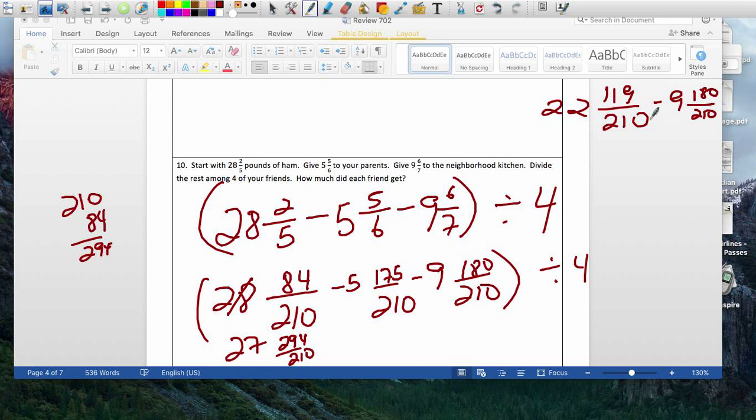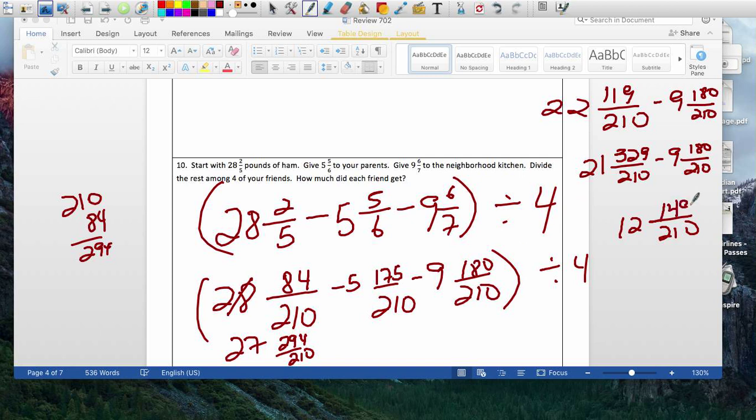Again, I have to do some borrowing. So this is going to be 21, and I'm going to borrow a whole. Remember, it's 210 over 210, or you can just add the denominator to the top. So we get 119 plus 210 equals 329. So my new fraction after I borrow becomes 329 over 210. So I can subtract now. 21 minus 9 is 12. Now I subtract the top. 329 minus 180 equals 149.